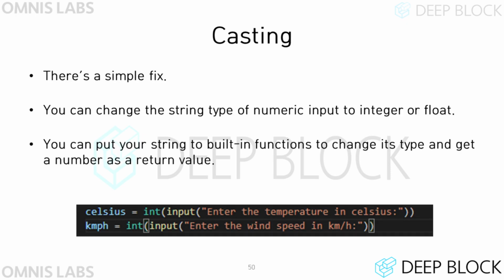If you want to receive an integer input from the user, you must convert the string to an integer type. And if you want to get a floating point number from the user, you need to change the string to a float type value. In Python, a value of one type can be changed into another, and changing the type of a value is called casting.